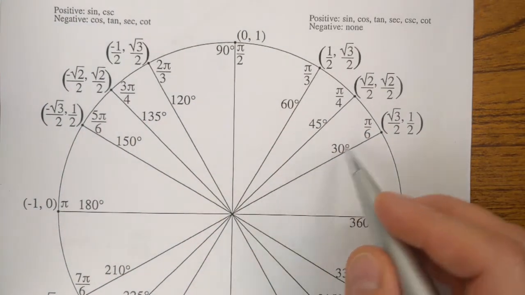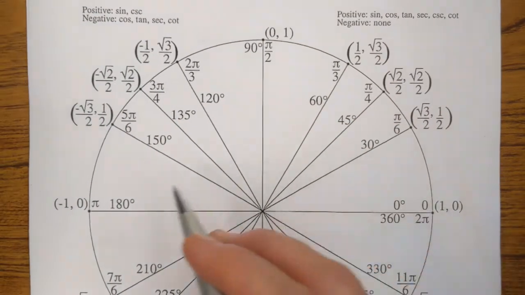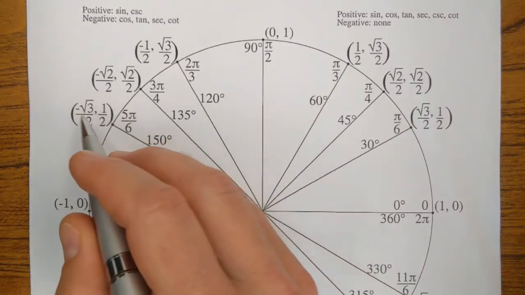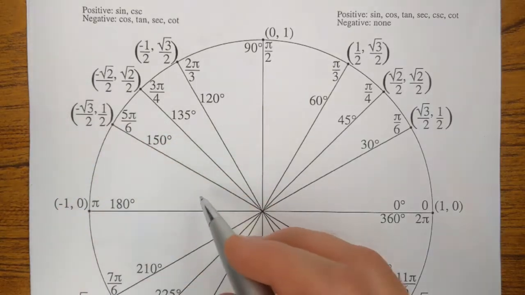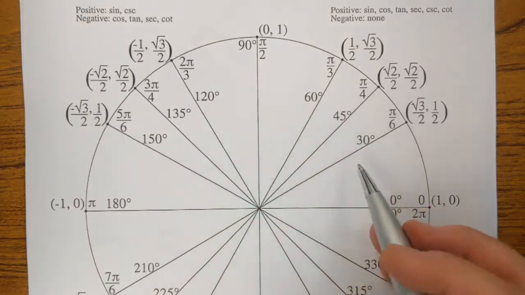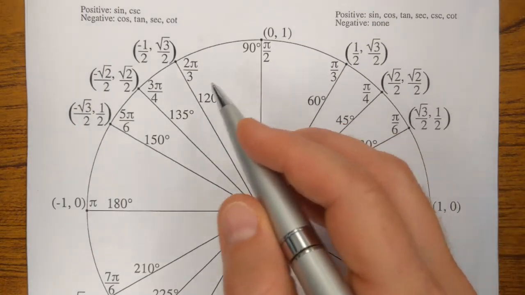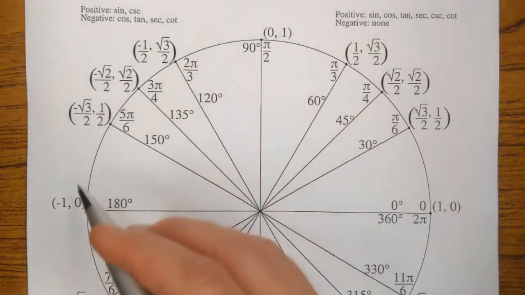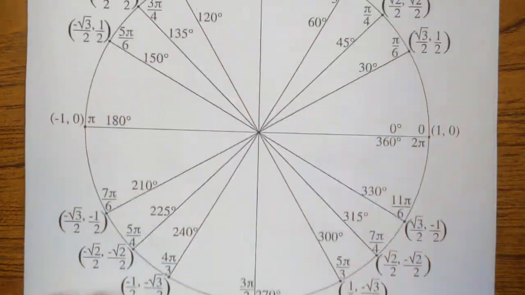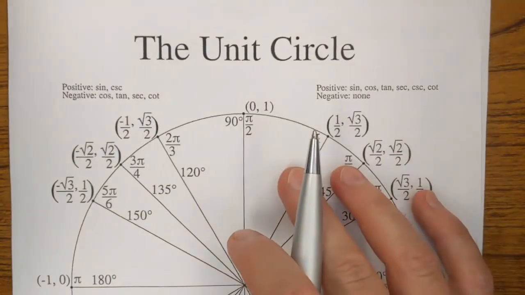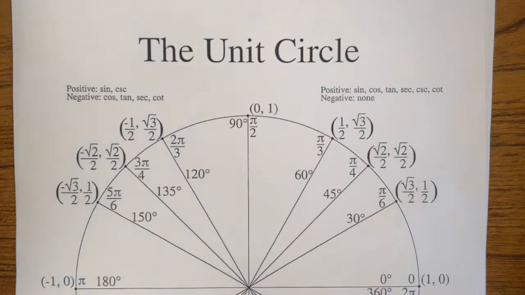Once you know the coordinates for this 30-degree angle, you can flip it to the other side as well and find what it would be for 150 degrees or for 120 degrees. Really, any multiple of 30 or any multiple of 45, you could find those coordinates. Okay, so that's my brief little introduction to the unit circle.